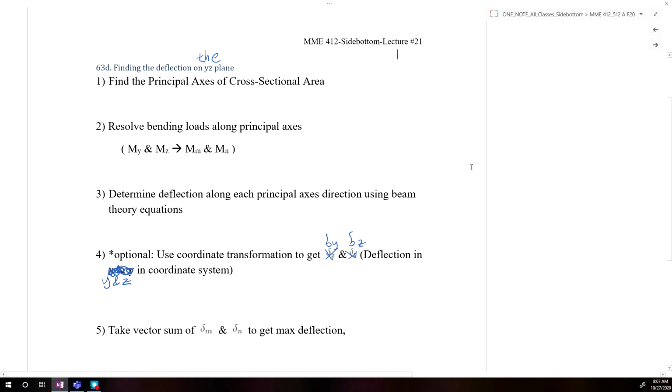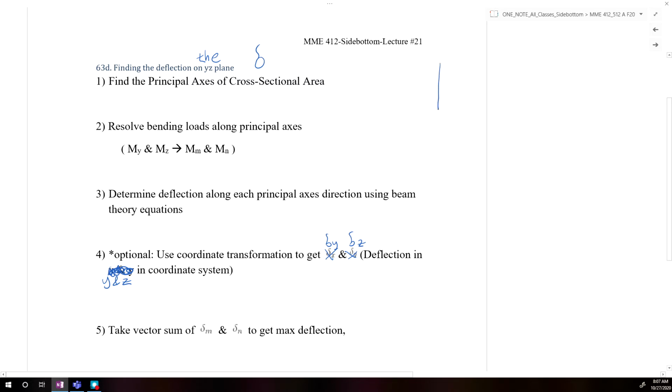So we're looking to find the deflection within the beam on the YZ plane. In order to do that, we're looking for delta. In order to find our displacement, the first thing we need to do is find the principal axes of our cross section.